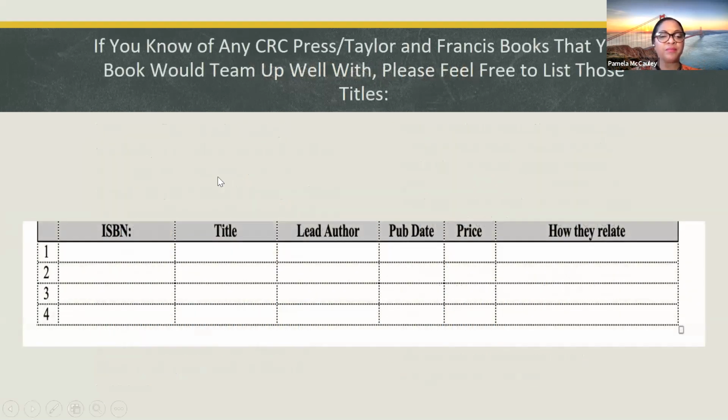Okay, and then if you know of any other CRC Press or Taylor and Francis books that your book would team up well with, they're asking you to list that there. And I think that's a really cool idea, because if folks have bought those books, there's a good chance they may be interested in yours. I've seen Cindy at the conferences where she'll have multiple books up together.